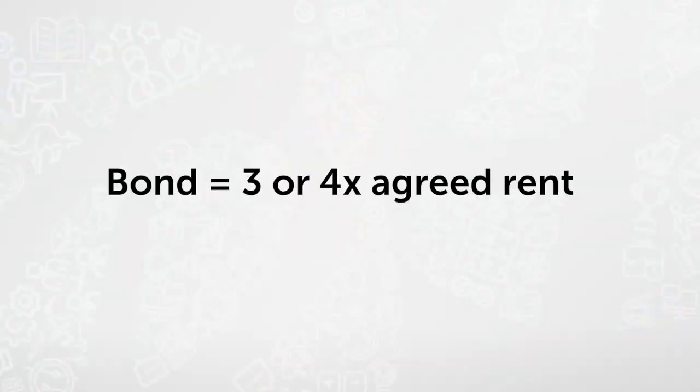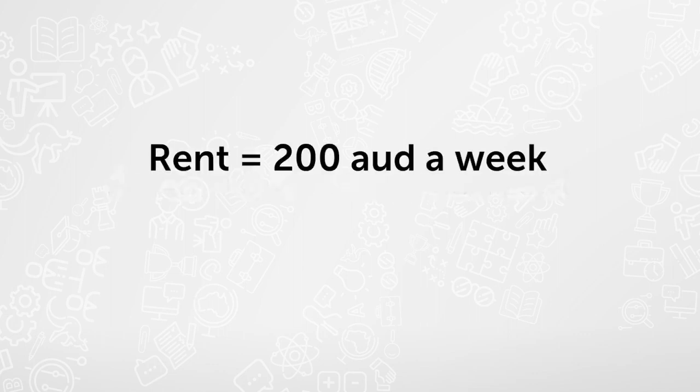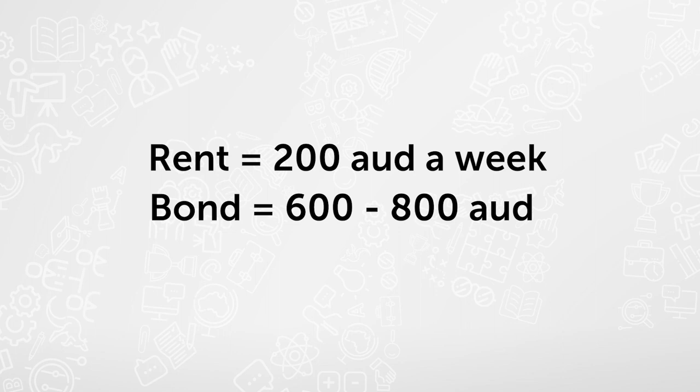A bond is normally 3 or sometimes 4 times your agreed rent. So for example, if your rent is $200 a week, your bond will normally be $600 or $800. Make sure the apartment is clean and tidy before moving out, otherwise they may keep some of that money.